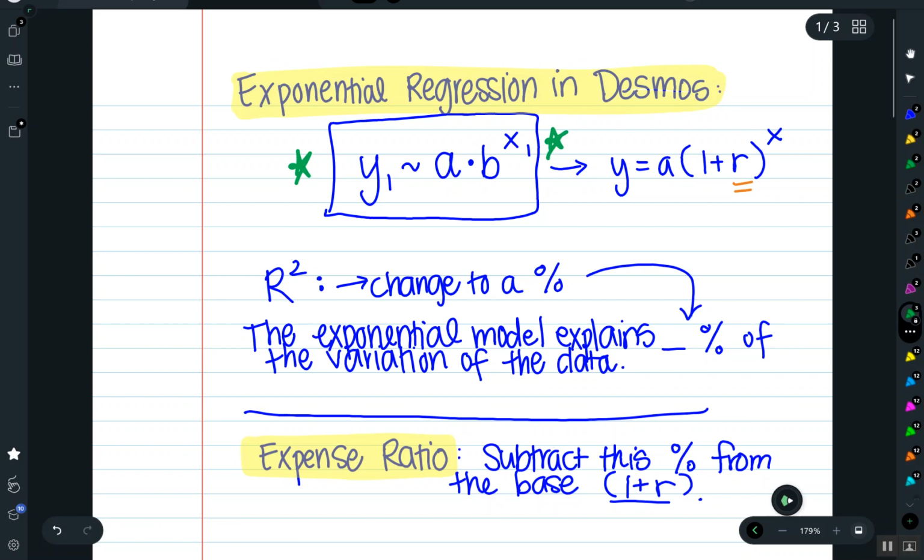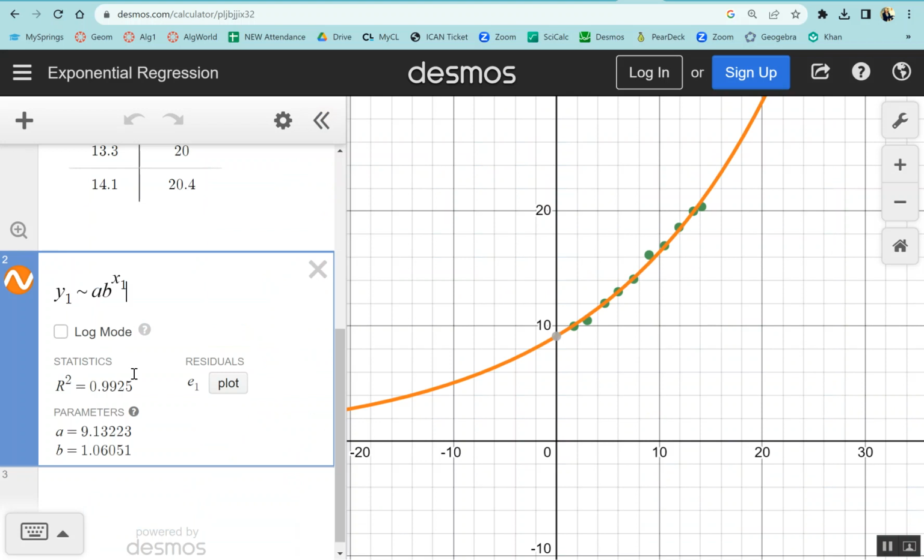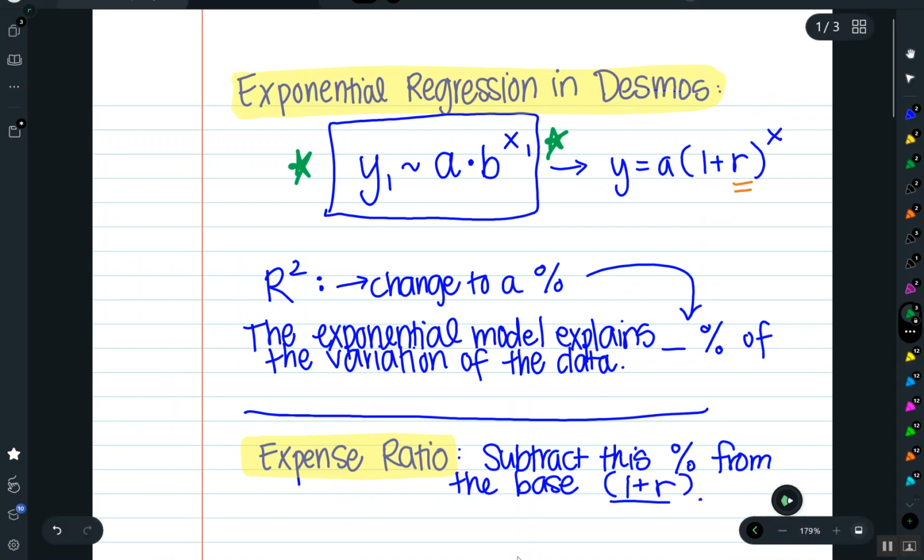In this example, it gives you a bunch of information. It gives you A and it gives you B. A is your initial amount at year 0, for example. You can see it's the y-intercept. And B is the 1 plus R, as we are used to seeing. You can see this is about a 6% increase each year, if this was in years. Just remember that B represents 1 plus R. That's your percentage.